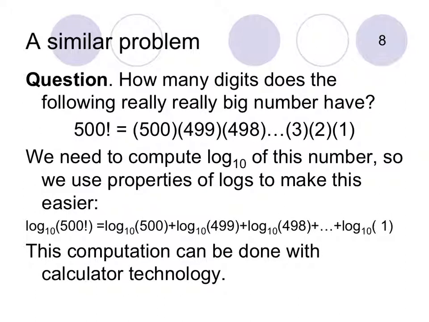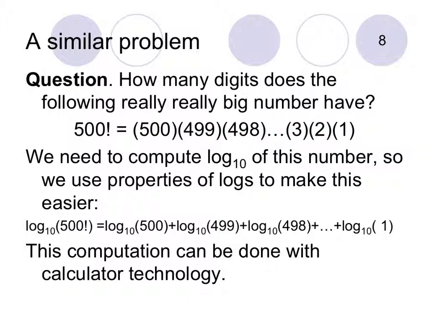Here's a problem that's similar, but really kind of challenges the technology. If we want to know how many digits the number 500 factorial has, well, that's a really big number, and it's not based on just using exponentiation. It's based on something a little more complicated. 500 factorial means 500 times 499 times 498 all the way down to 1. So you're multiplying 500 numbers together to compute 500 factorial.